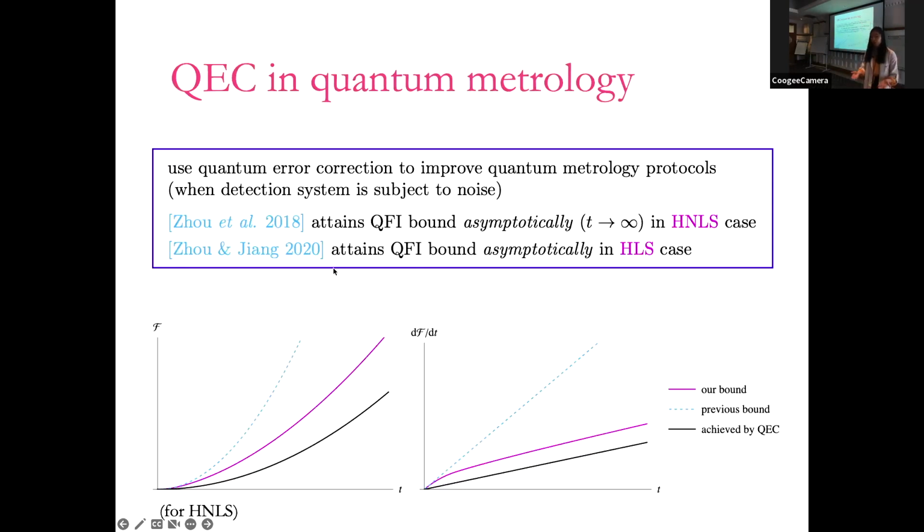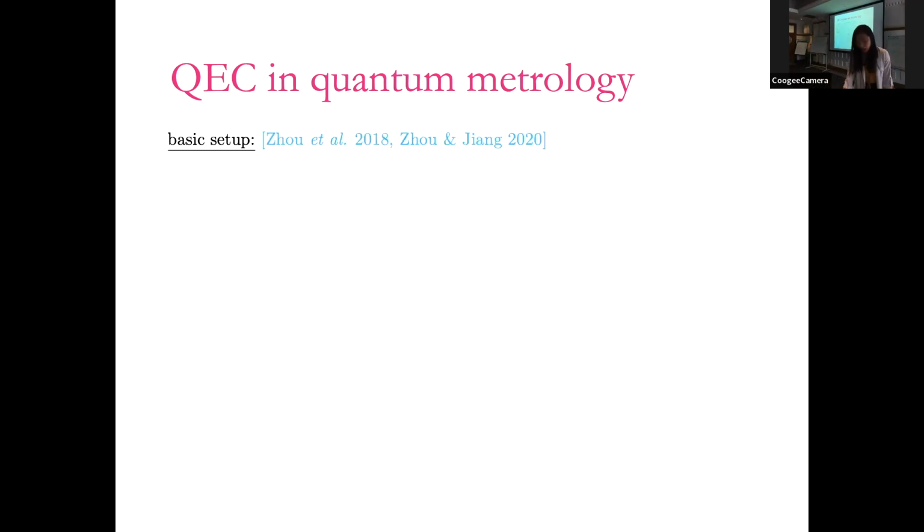Okay, but we know that the initial QFI growth rate can be faster than this eventual asymptotic rate. So these existing error correction schemes don't achieve the QFI bound at all times, whereas on the other hand, real experiments all take finite amounts of time. So it'd be interesting to figure out how to do things better. To do that, let's first review the existing schemes.